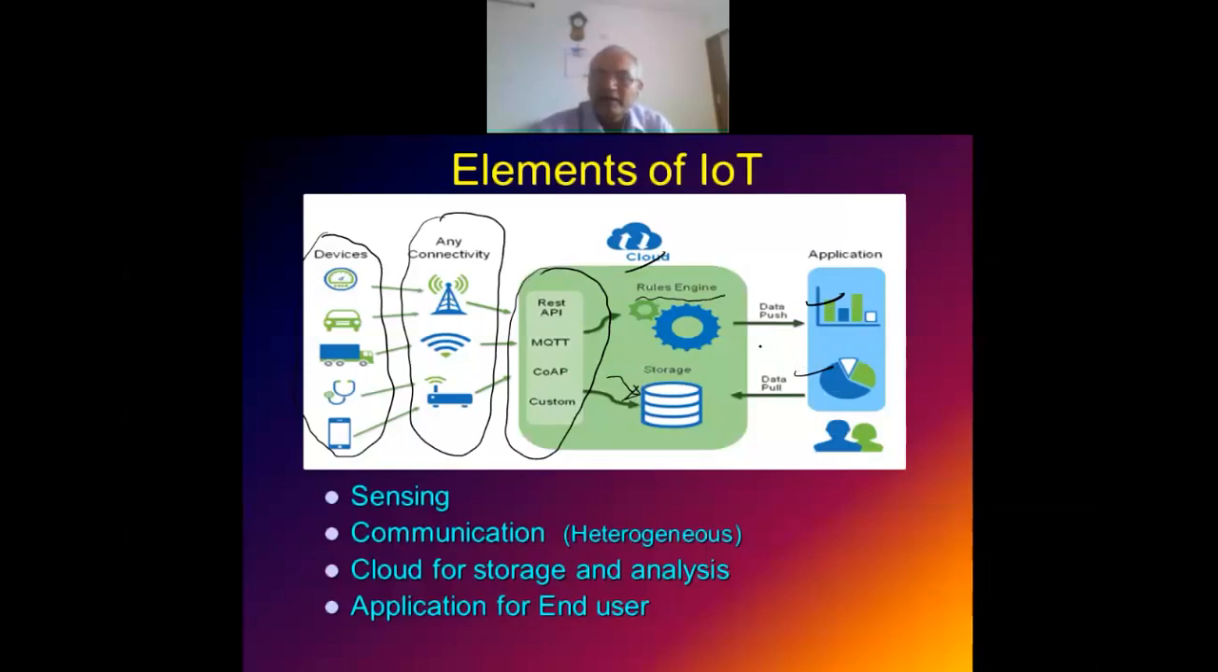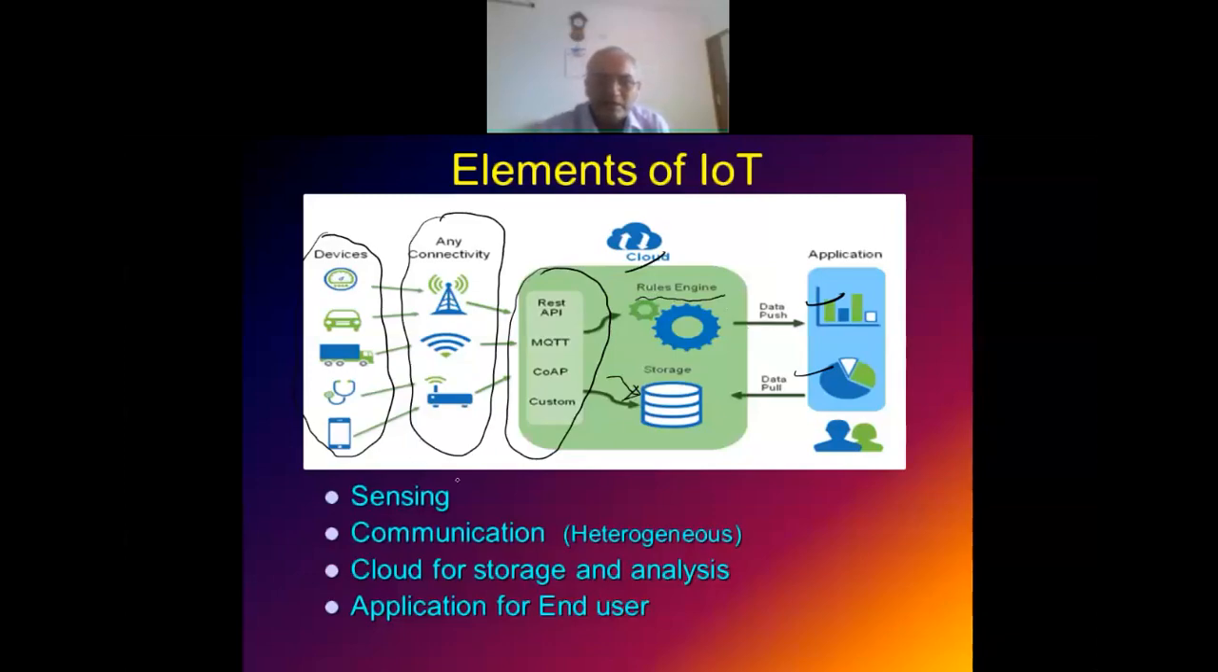Not only that, it will also provide signals to the actuators, which are connected with a local hardware, so that you can control the actuators. You have monitored the data, but after monitoring, if you want to control, you can send control signals to the actuators. So all these are the elements of IoT.